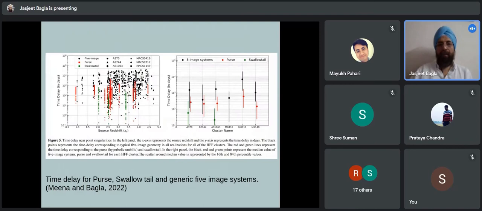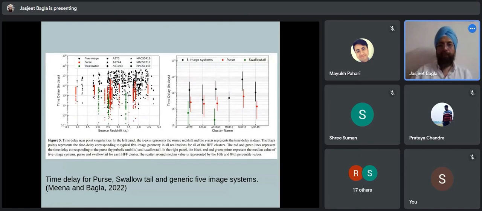One very interesting thing which we found was that, if we zero in on swallowtail or purse, the expected time delay is much shorter. So this is an interesting thing which can be used to plan and carry out observations. Because in case of purse, the longest time delays we have are of the order of 1,000 days, whereas in swallowtail, the longest time delays are of the order of a year, about 300 days. And this is reasonable, unlike typical five image systems where the time delay can be as much as many, many years, essentially.